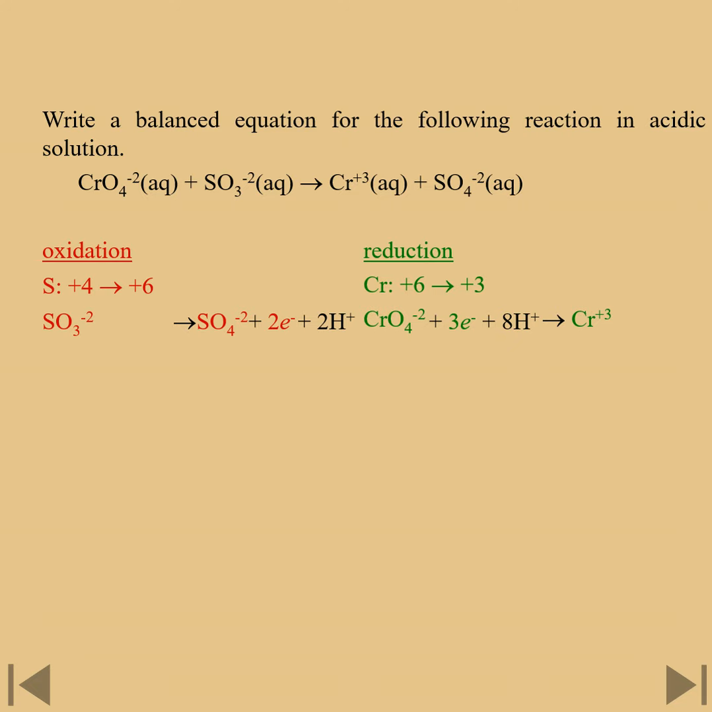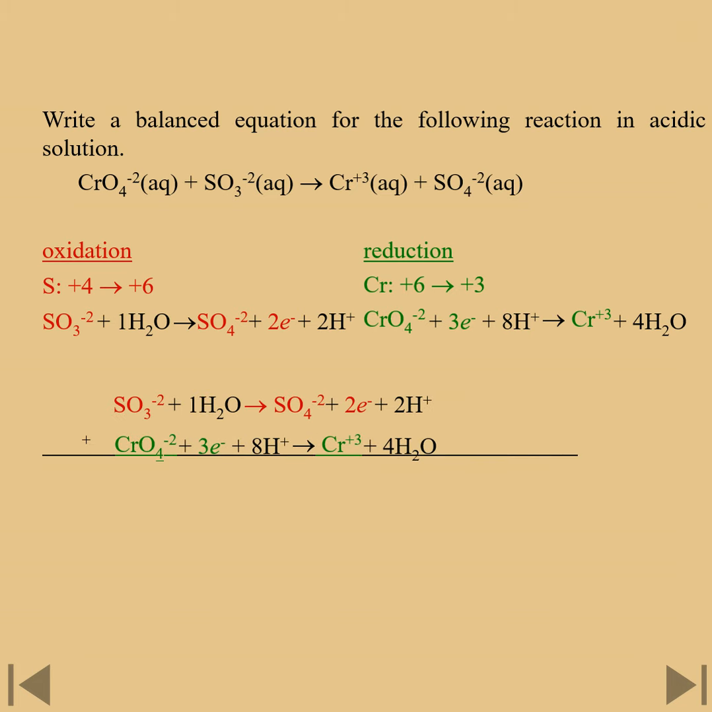Then we add waters to balance the oxygens. And in the oxidation half reaction, I need 1 more oxygen on the left. In the reduction half reaction, I need 4 oxygens on the right. And note that took care of the hydrogens as well.